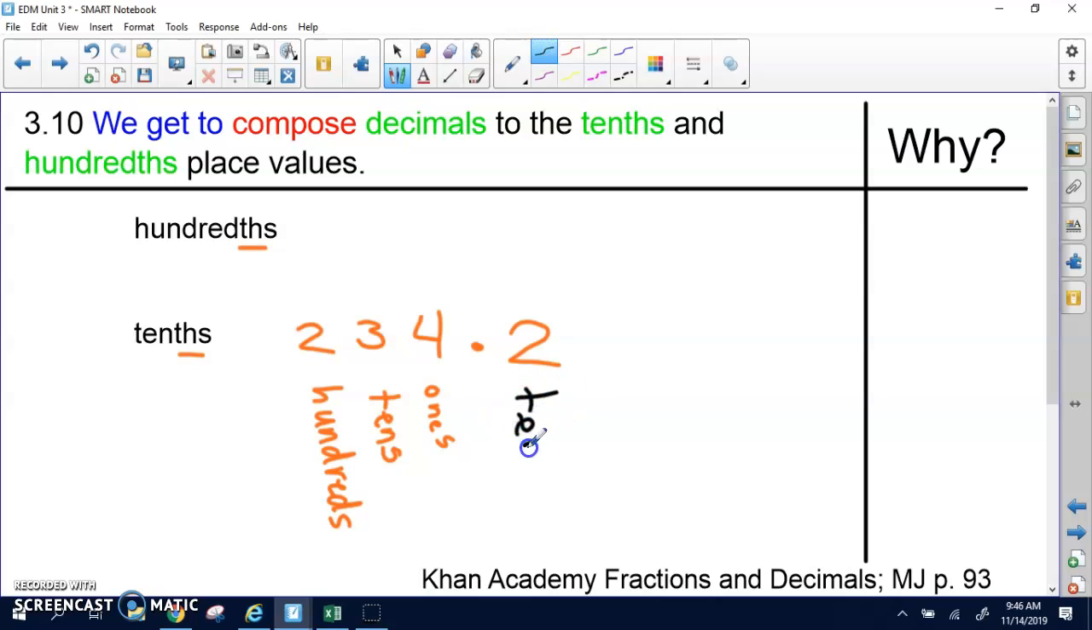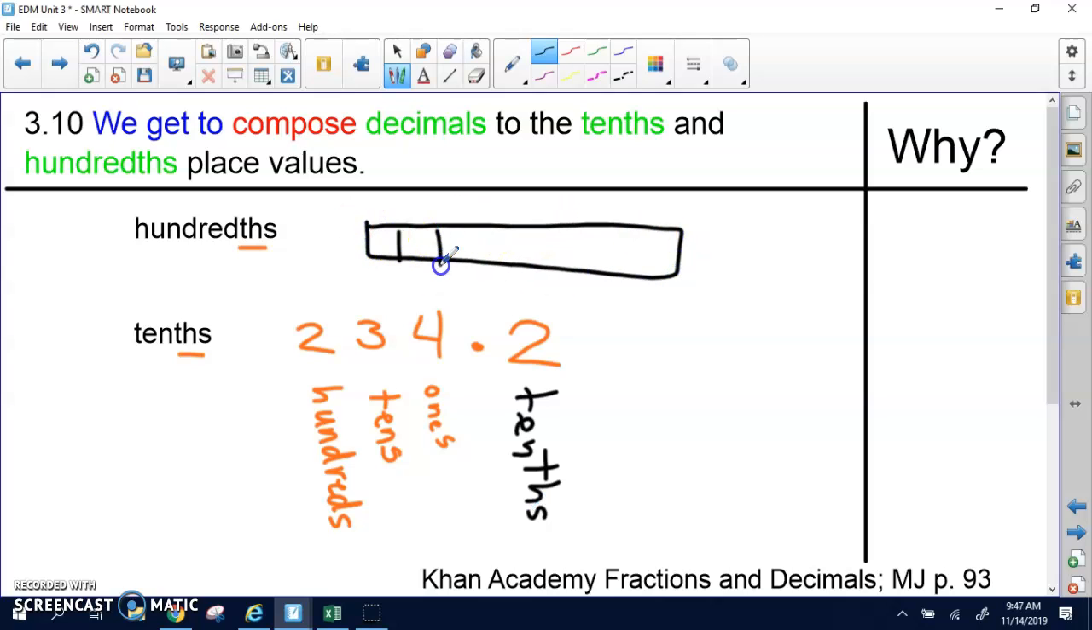But we do have, I'll start making this a new color, the tenths place. And by tenths place, we're thinking we're breaking a whole down into 10 pieces. So we might be seeing 1, 2, 3, 4, 5, 6, 7, 8, 9, 10 pieces, right? Okay. So we could be talking about 2 tenths.